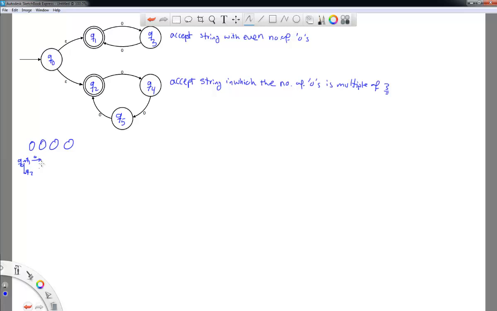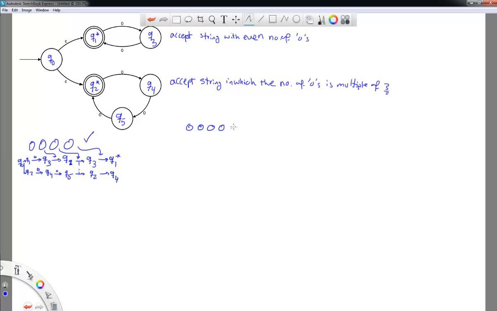Then when it sees a 0, Q sub 1 branch is going to go to Q sub 3, and then Q sub 2 branch is going to go to Q sub 4. When it sees the next 0, then Q sub 3 branch goes to Q sub 1, and then Q sub 4 branch is going to go to Q sub 5. When it sees another 0, then Q sub 1 is going to go to Q sub 3, and then Q sub 5 is going to go to Q sub 2. And then for the next 0, Q sub 3 is going to go back to Q sub 1, and then Q sub 2 is going to go to Q sub 4. And since Q sub 1 is an accept state here, my machine is going to accept this string.